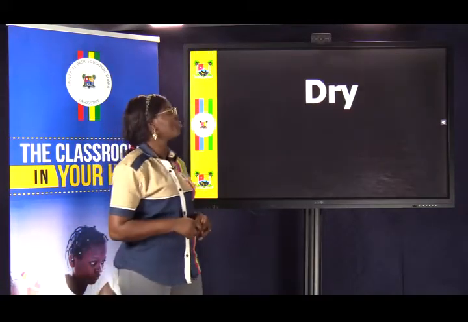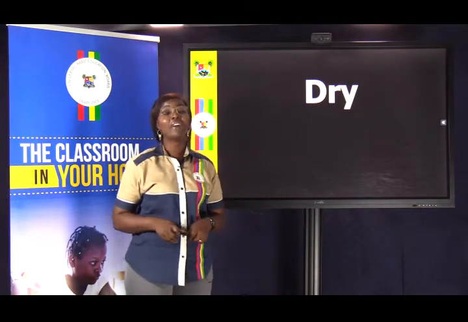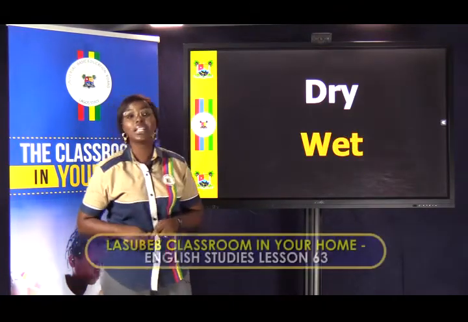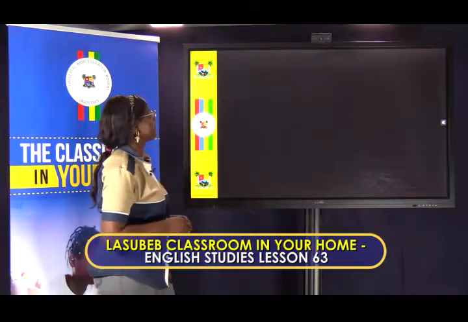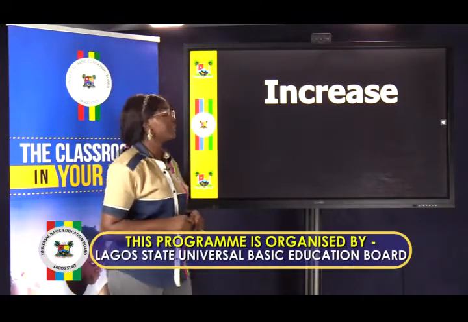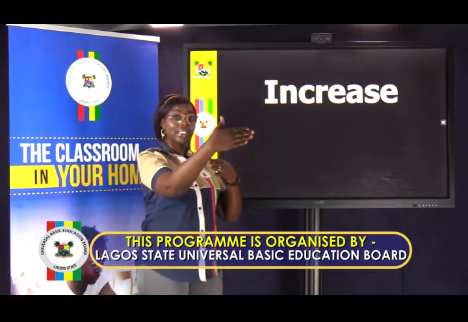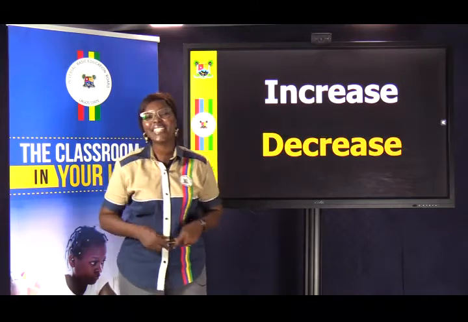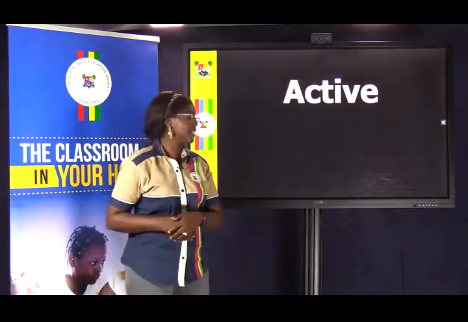Another example, dry. What is the antonym of dry? It is a dry mouth, dry land. What is the antonym of dry? It is wet. Another example, increase. What is the antonym of increase? If something is not increasing, it is what? Are you telling me? Decrease. So the antonym of increase is decrease.